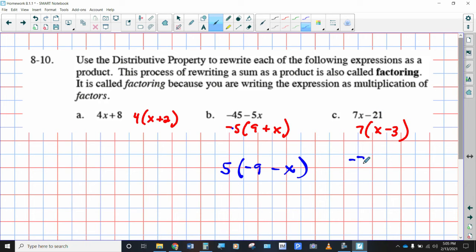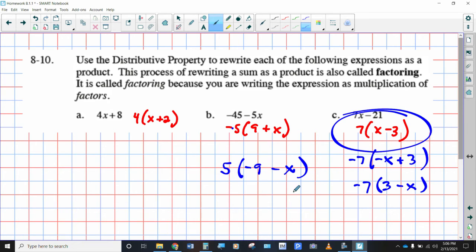Someone might have said, well, what about negative 7? And you could do that, but then this would be negative x plus 3, or 3 minus x if you wanted to reverse those, but I wouldn't do either one of those. This is by far the easiest one.